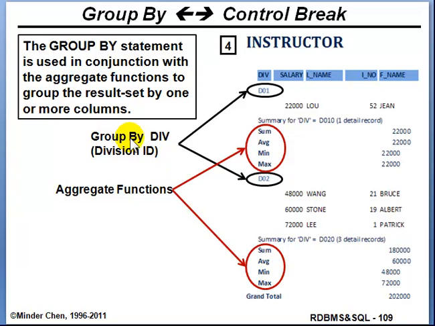In this case, we group by the division ID, against the instructors in the instructor table, and then apply aggregate function within each group with different division value.